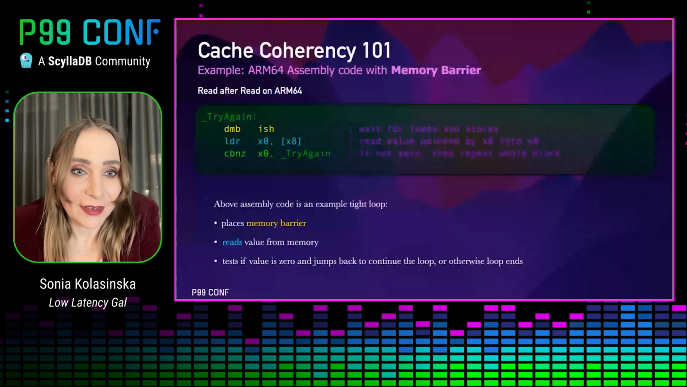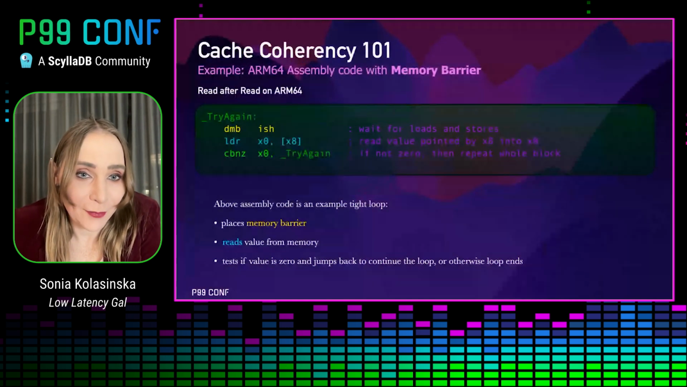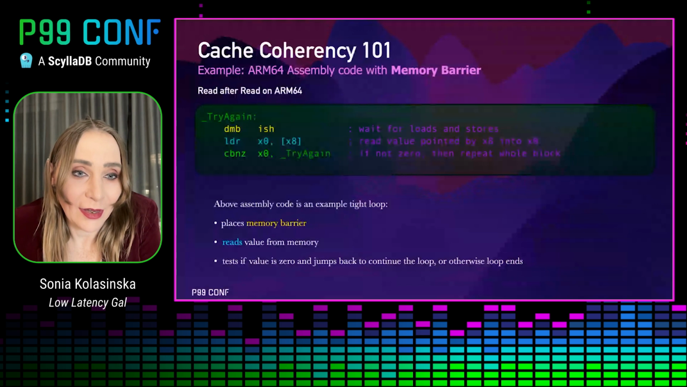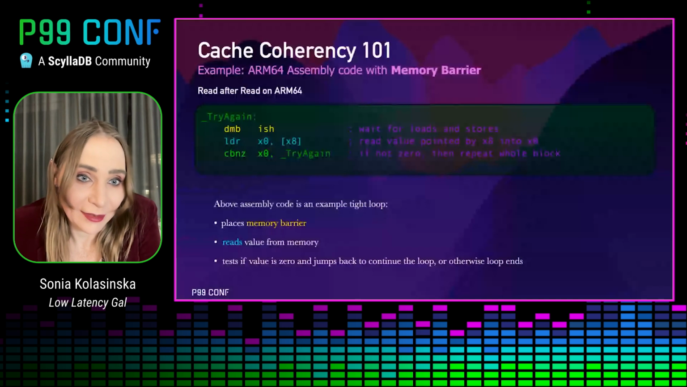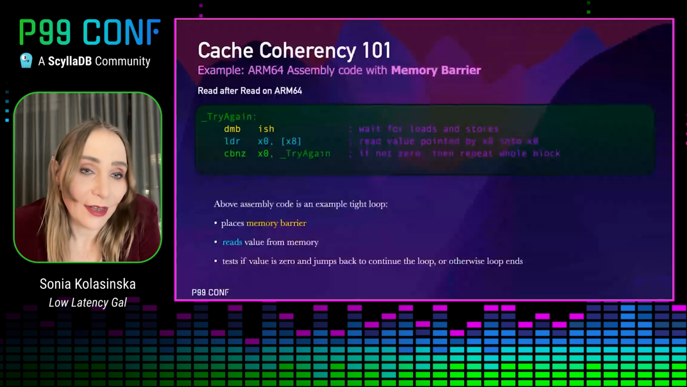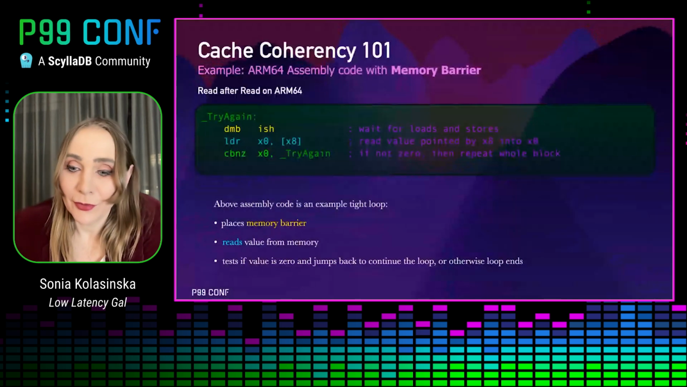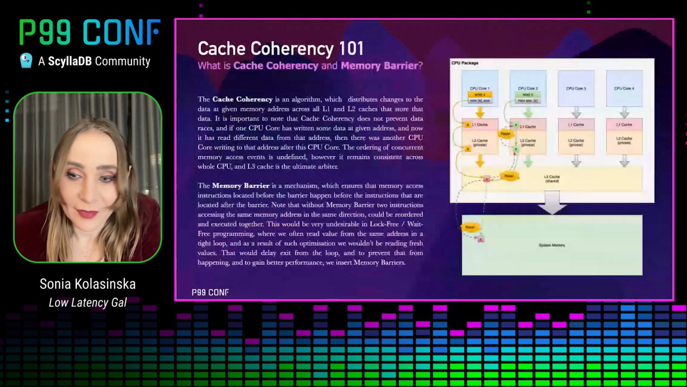So what happens here is we load with LDR X0 from address X8, and then we test the X0 register against 0. CBNZ tests that register against 0. If it's not 0, NZ means not zero, jump to try again, and we keep looping, right? So this is more or less the assembly.